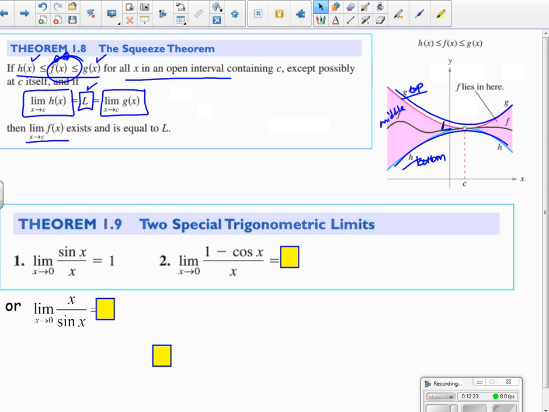The limit as x approaches 0 of sine x over x is 1. And the limit as x approaches 0 of 1 minus cosine x over x is equal to 0. On this very first one, the sine x over x can also be reversed and written as x over sine x, and it too has a limit of 1. So no problem on that. Number 2, I cannot reverse. That one does not allow you to invert the fraction.